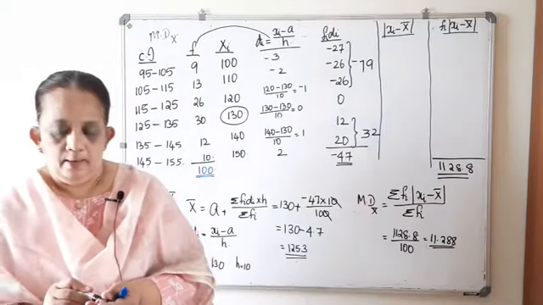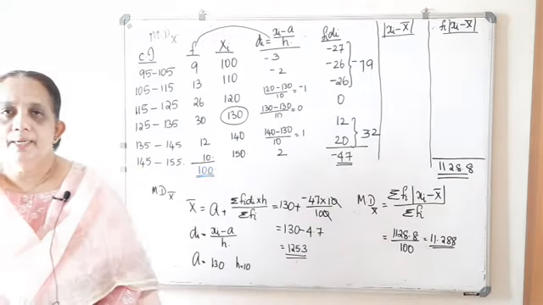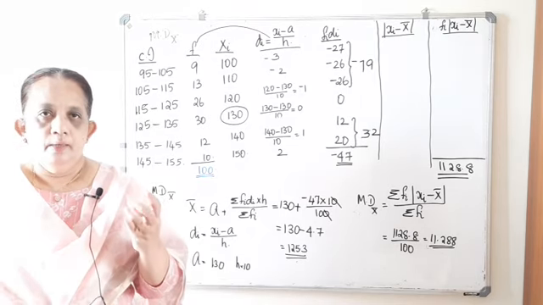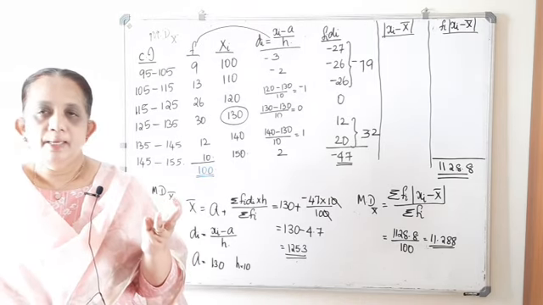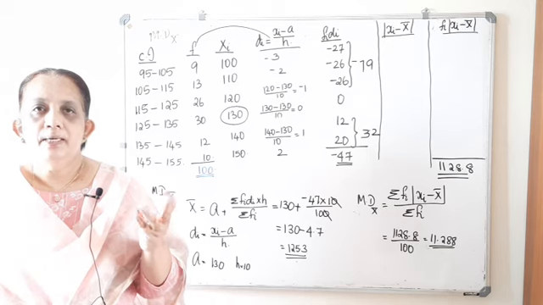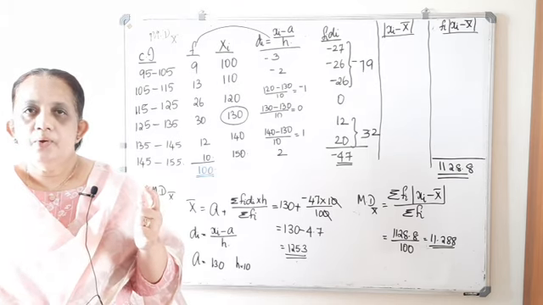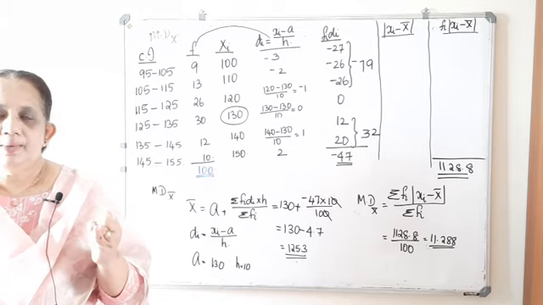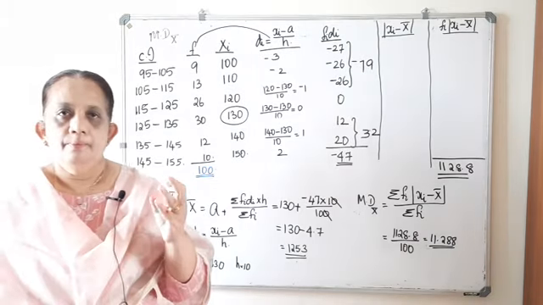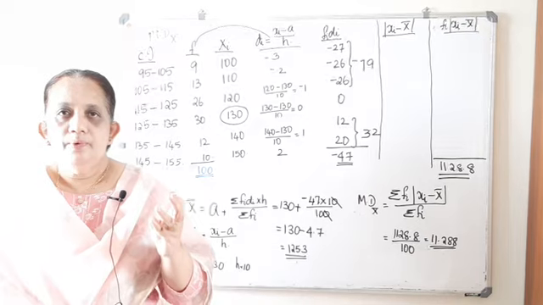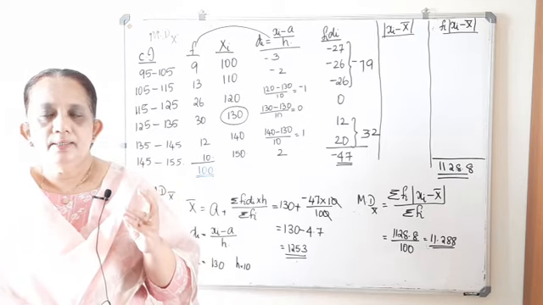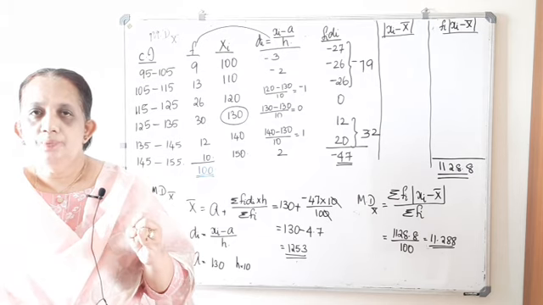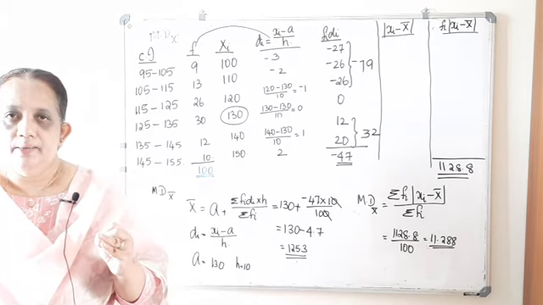So, let us recall what you have studied in the beginning. Measures of central tendency, there are three: arithmetic mean or average, median and mode. For your syllabus, mode is not included. So, we focus on arithmetic mean and median. Mean to calculate when it is grouped data and when it is ungrouped data. Median also, for ungrouped data and for grouped data.